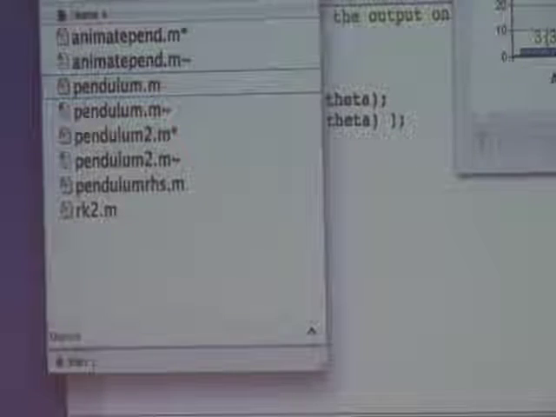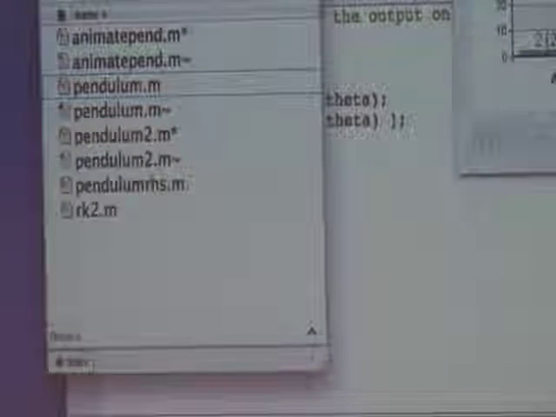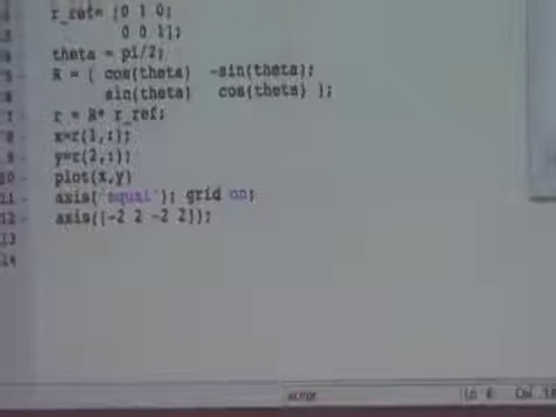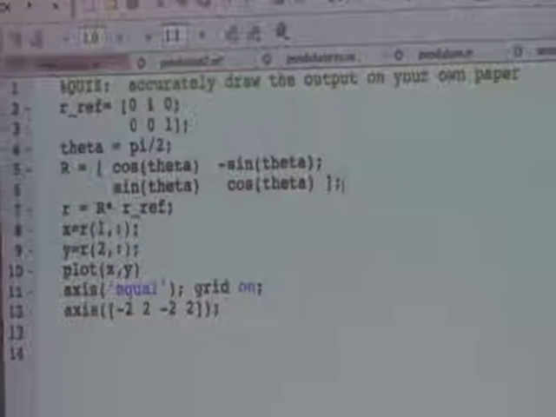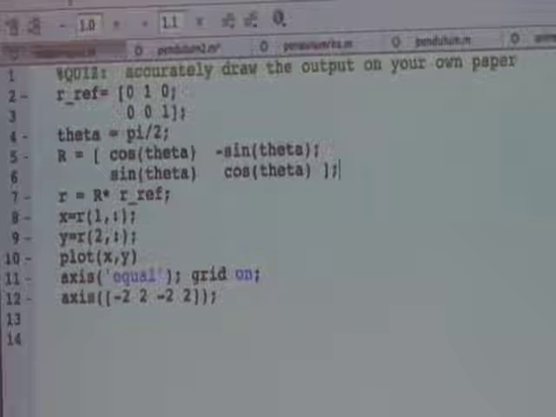And you have to mark your quiz as right or wrong. Okay, so you have a drawing, or you don't. If you don't have a drawing, it's wrong. If you have a drawing, it's right if it looks like this.